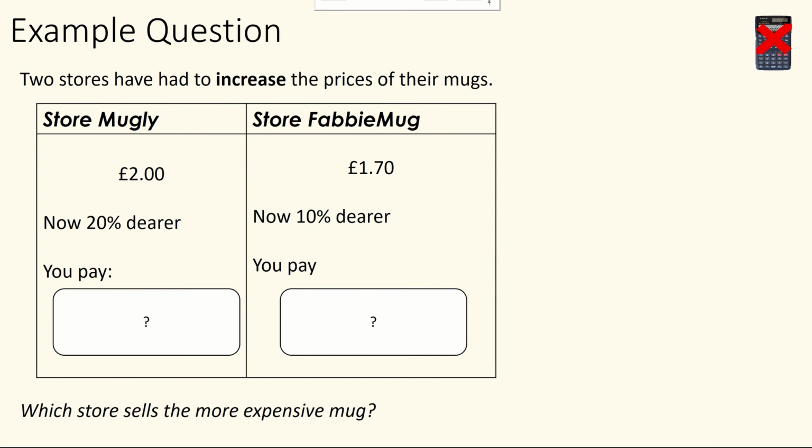So you're going to try this one. It's a very similar thing. So two stores have had to increase the prices of their mugs.